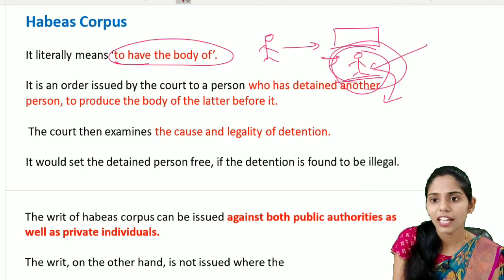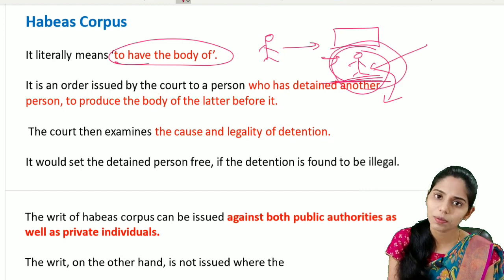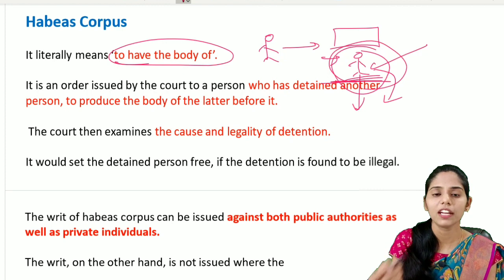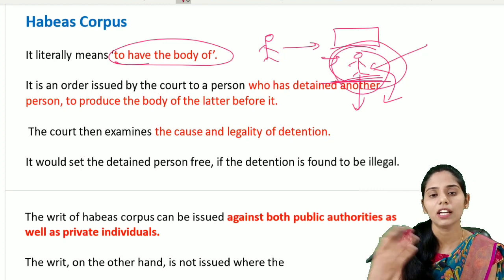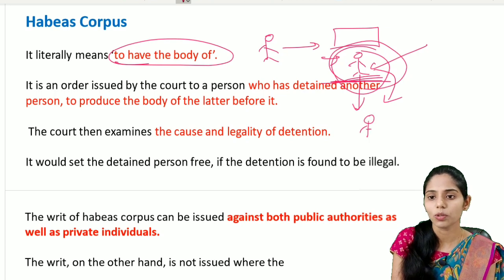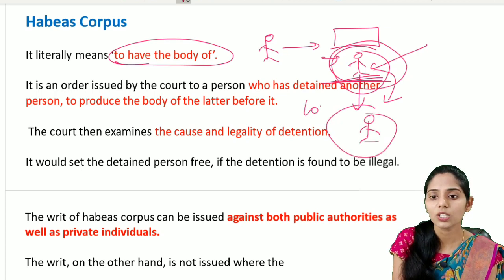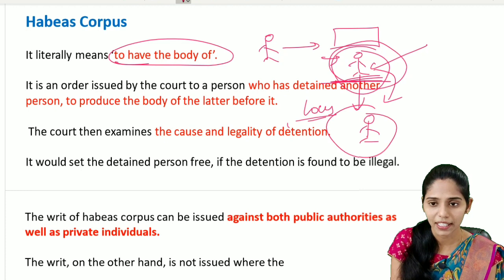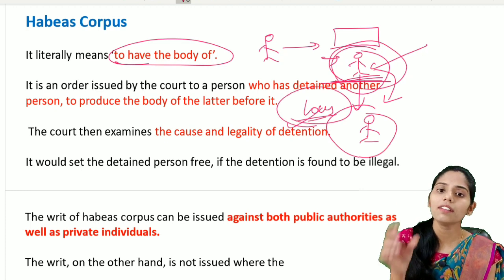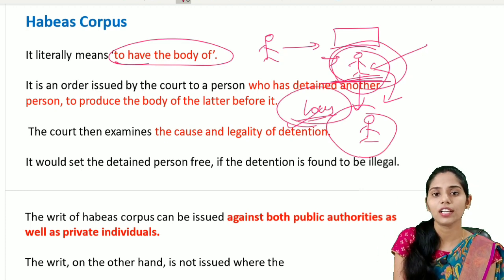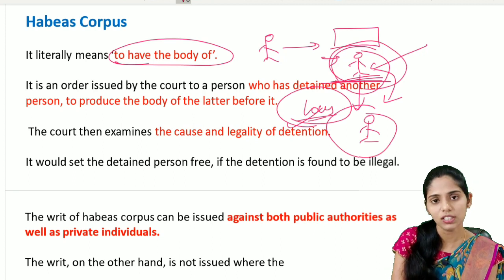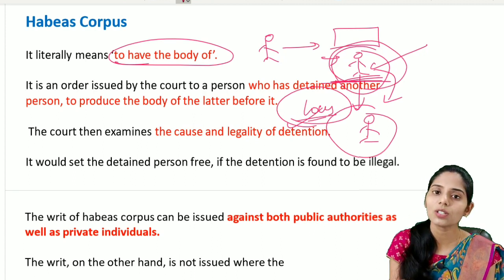But if I am in jail, how can I move to the Supreme Court? So on behalf of me, any of my family members, either my husband or any other family member, can move the Supreme Court. So there is no locus standi that can be applied here. Locus standi means whenever a person's fundamental right is violated, that person only should file in the Supreme Court. That is called locus standi.